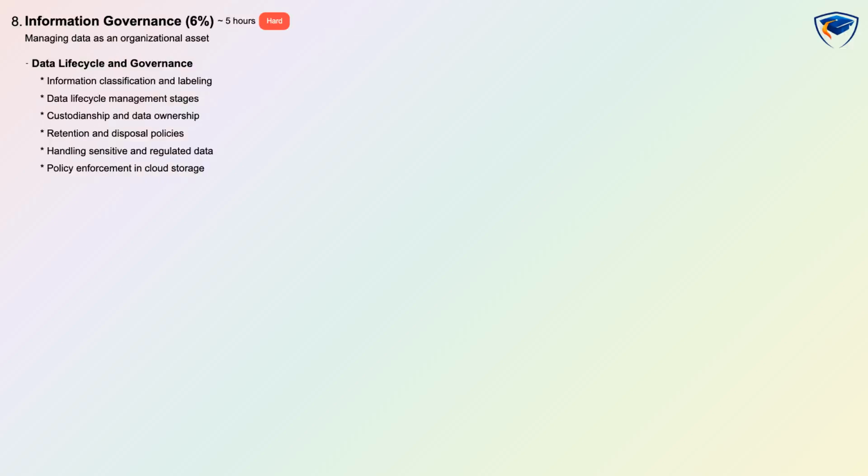Information Governance is 6%, hard difficulty, about 5 hours of study, and tested conceptually and with scenarios. You will learn data lifecycle and governance including information classification, custodianship and ownership, retention and disposal policies, and policy enforcement in cloud storage. Handling sensitive and regulated data and mapping governance rules to cloud services are key outcomes.